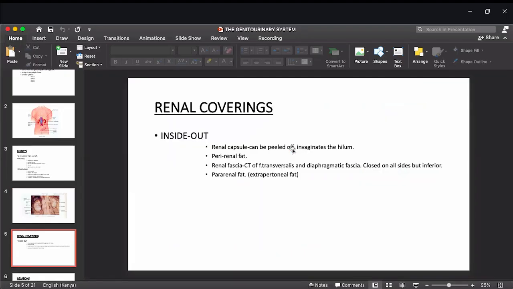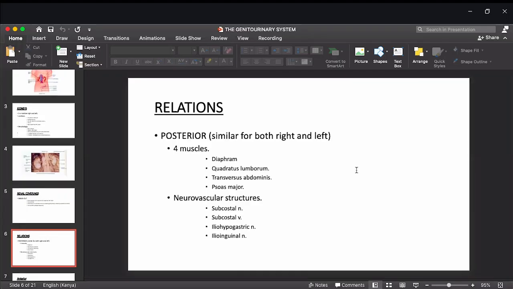The coverings of the kidney, from inside out, include the renal capsule, the perirenal fat, the renal fascia, which is a connective tissue continuation of the fascia transversalis and the diaphragmatic fascia. Then we have the pararenal fat. Those are the coverings from inside out. If we talk about relations in anatomy, we mean what other structures are bordering that organ. For example, in the posterior relations of the kidney, we have 4 muscles.